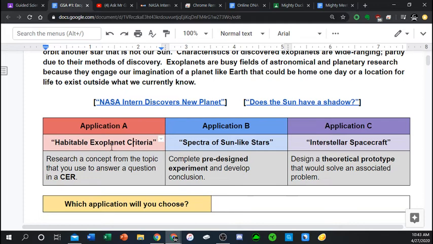But you're writing a CER. You're using the ACES format to answer the question with a claim. The questions are further down below. Cite sources, explain sources, and summarize.